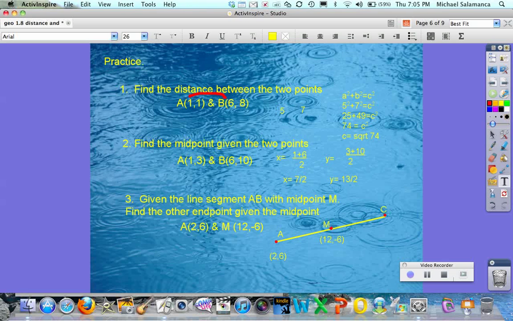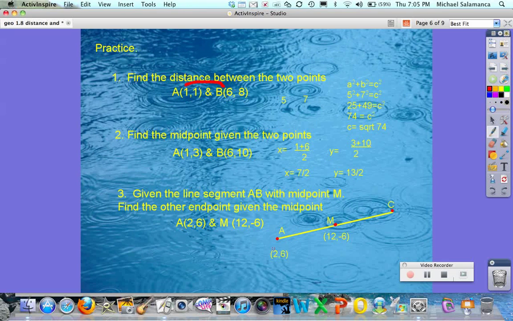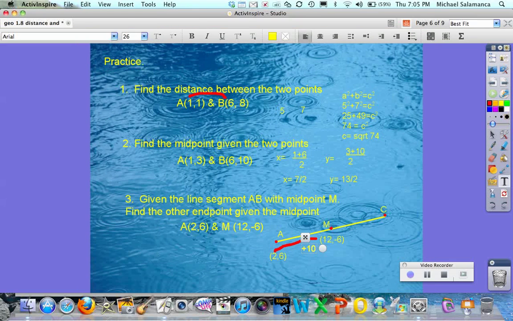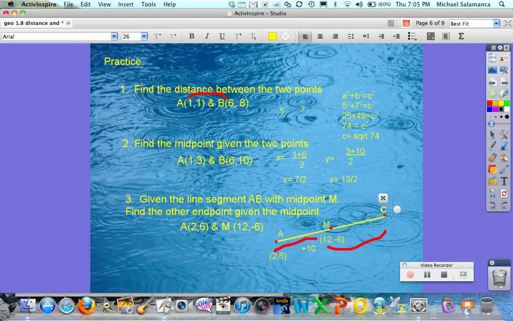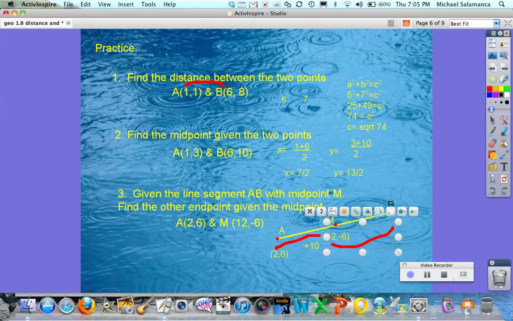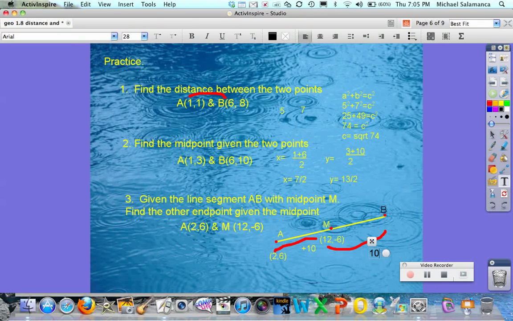If we look at the distance of our x's from A to M, the distance from 2 to 12 is 10. So that's a plus 10 difference. Well, if you think about it, then the difference from 12 to B should also be plus 10. So from 12, if we add 10, we get this x value to be 22.